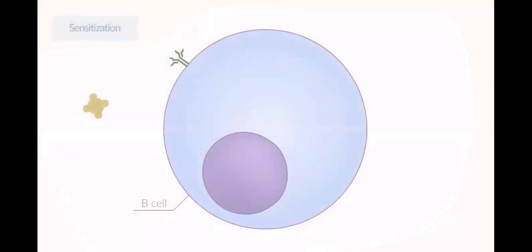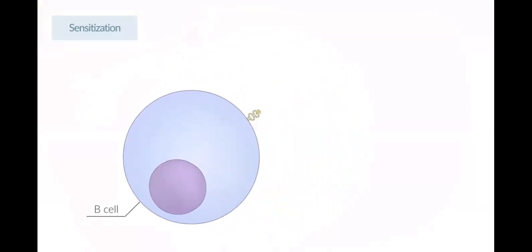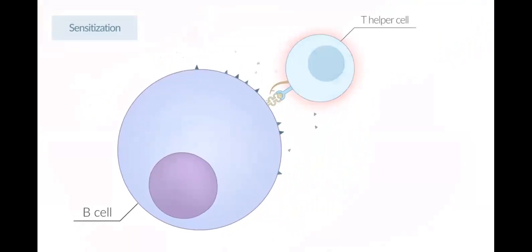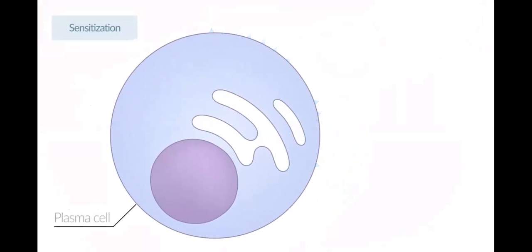During sensitization, the body's immune system initially comes into contact with the allergen. In tissue, the allergen binds to receptors present on B cells. Part of the antigen is transferred to an MHC molecule and presented on the B cell surface. When the receptor of a T helper cell binds to the complex, the T helper cell is activated and releases cytokines. These cytokines activate the B cell and initiate its maturation into a plasma cell.